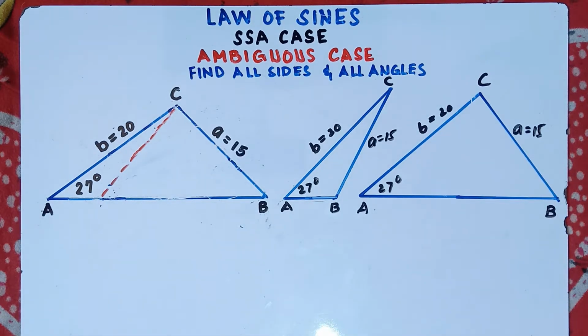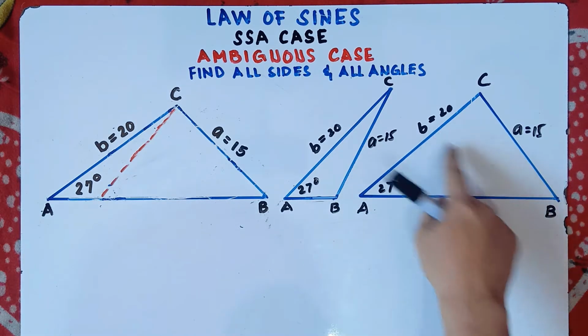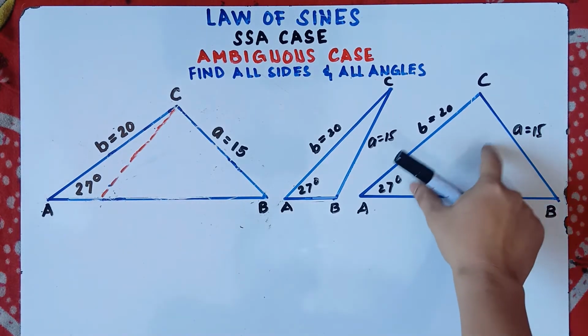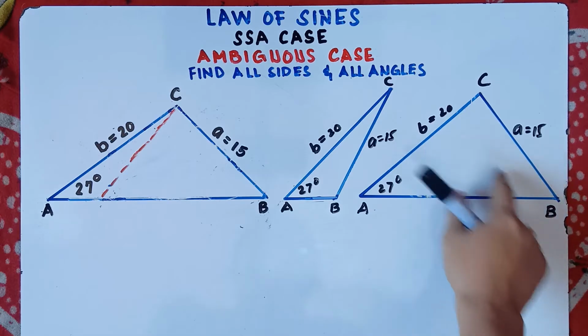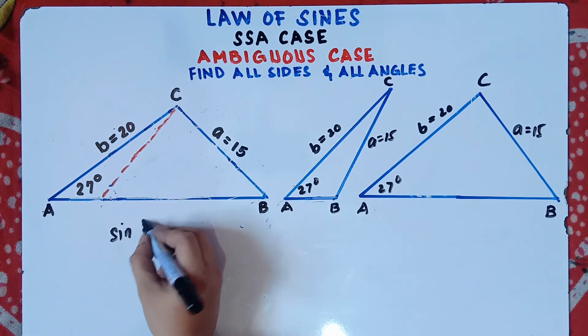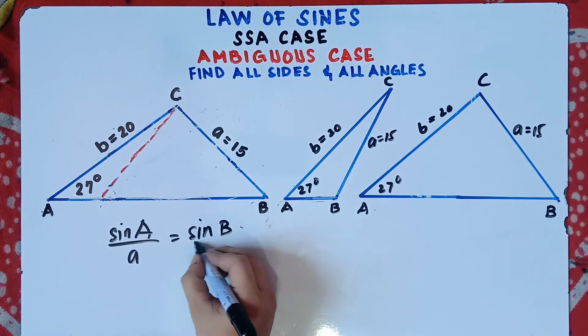Alright, so we can find angle B by using the sine law. Let's focus first on the original triangle, in finding angle B. We can use sine A over A is equal to sine B over B.